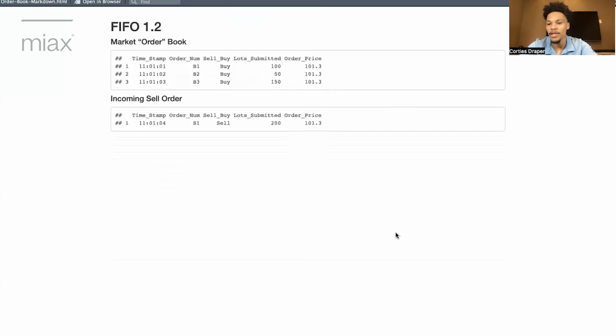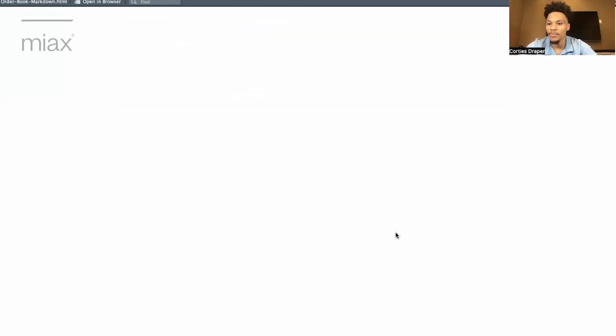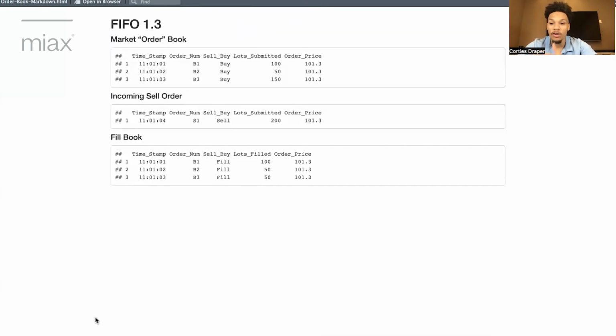We have a sell order that comes into the market. This is for 200 lots altogether at 101.3, the exact price we're looking for, and it comes right after our 3 buy orders are put into the market. Using the FIFO strategy, let's understand how this order gets executed with this incoming sell order. Our first order for 100 lots gets filled completely on our fill book, coming from the sell order of 200 lots.